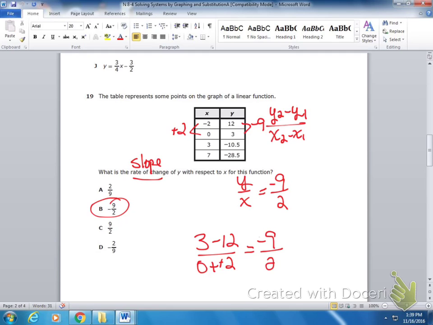I think what a lot of people did was pick D. They did x over y instead of y over x. So guys, be careful when it comes to that problem. I know you guys can find slope. Remember, slope is rate of change. Let's go to the next one.